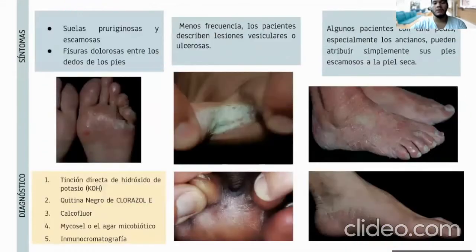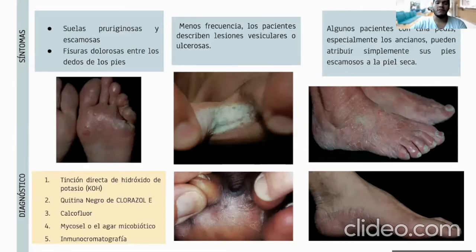Symptoms: commonly tinea pedis patients describe scaly soles and often fissures between the toes. Less often, patients describe vesicular or ulcerative lesions. Some tinea pedis patients, especially elderly people, may simply attribute their scaly feet to dry skin.